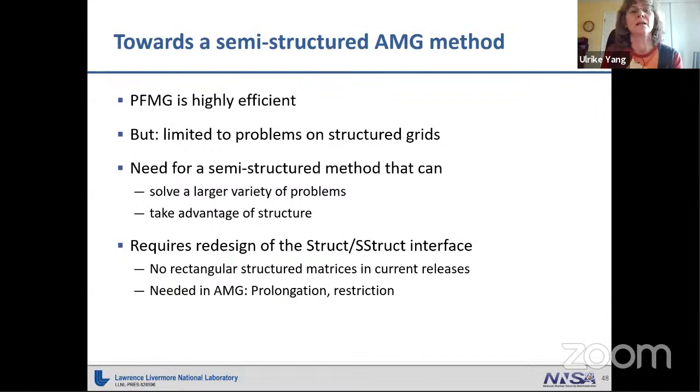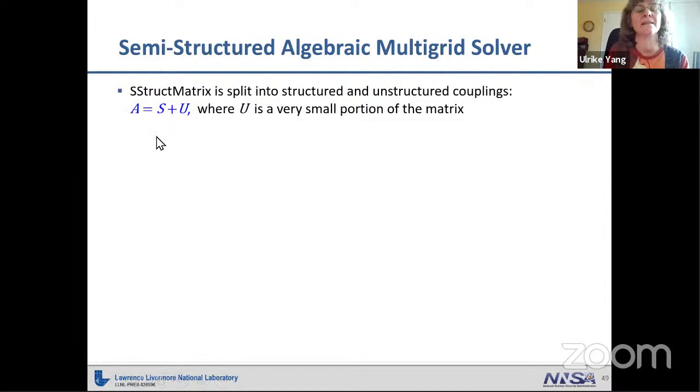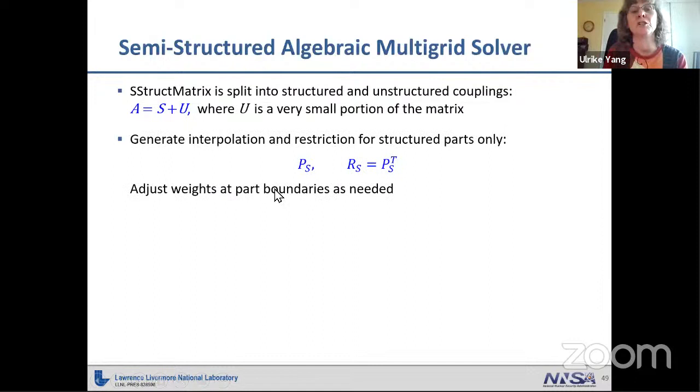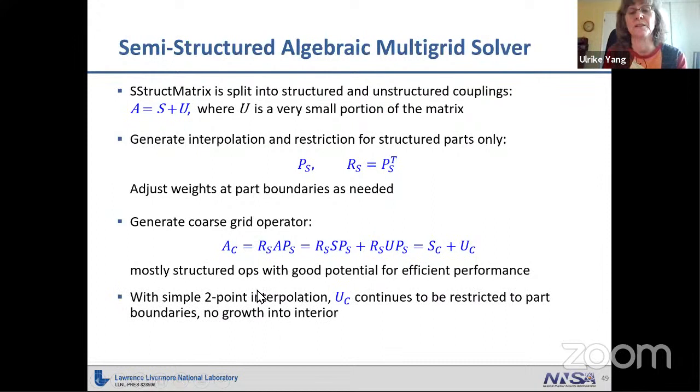We wanted to use this approach to create a semi-structured algebraic multigrid method, and it's actually very simple. Assuming A is our matrix, consisting of a structured and an unstructured part, we generate our interpolation, and now we only focus on the structured portions. PS is essentially a two-point matrix, and our restriction is the transpose of PS. Then, of course, we have to adjust the weights at the boundaries to make sure that this still approximates constants as needed. Then we generate our coarse grid operator, AC, by just multiplying as you usually would do. Again, we have a structured and an unstructured part, which is nice. You can even show that with that two-point interpolation, the UC part will stay restricted to the part boundary, so it doesn't grow into the interior. Although it will grow, it stays on the part boundaries. Then you can just use a weighted Jacobi smoother or something similar. That's essentially our algorithm.